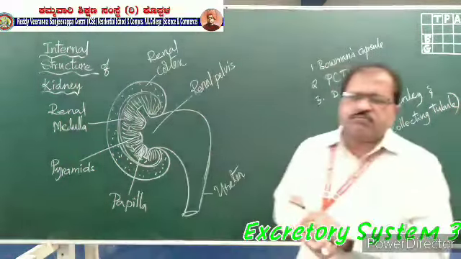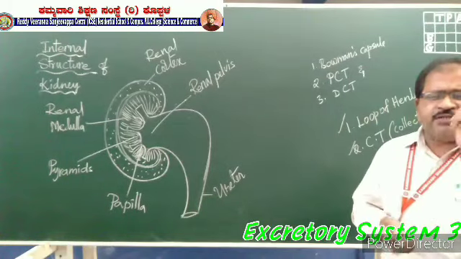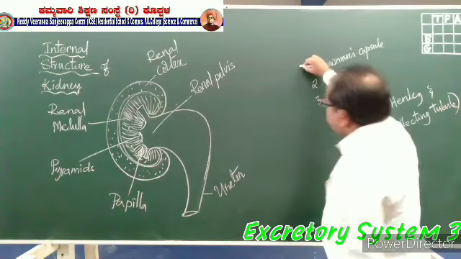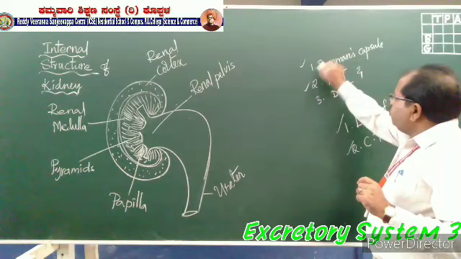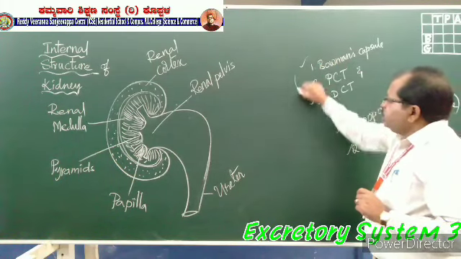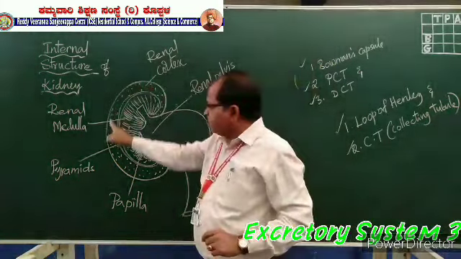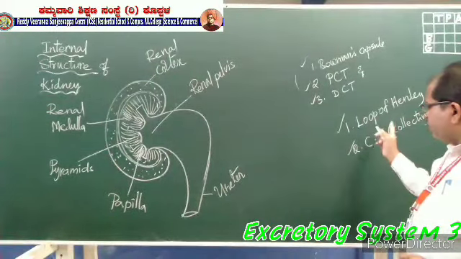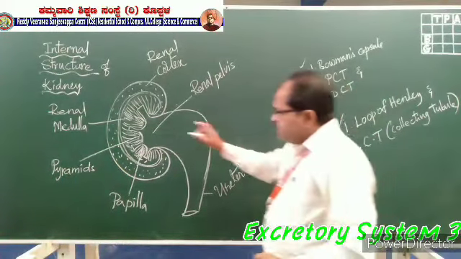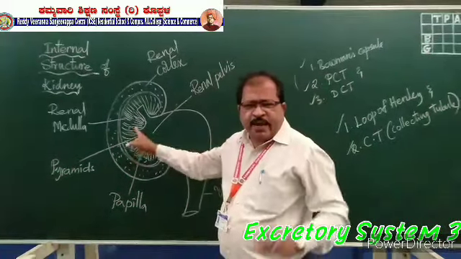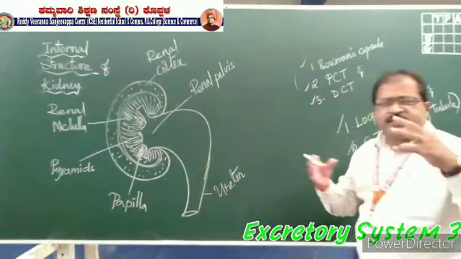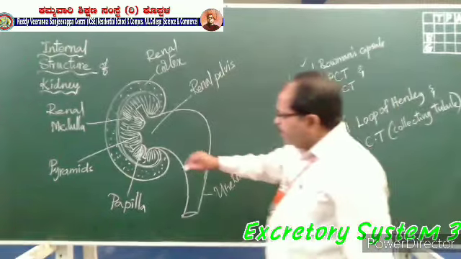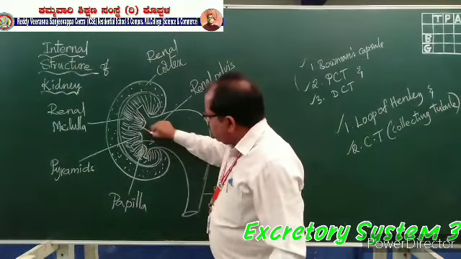Okay, understand? In the kidneys, the parts Bowman's capsule, PCT as well as the DCT, these three are presented in the cortex of the kidney, as well as the loop of Henle as well as the CT are presented in the middle of the kidney, and all the collecting tubules are opened into the pelvis.